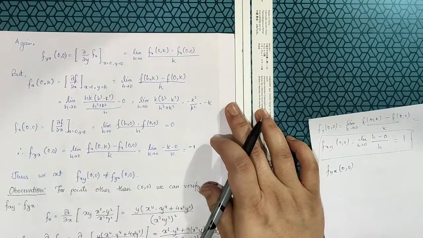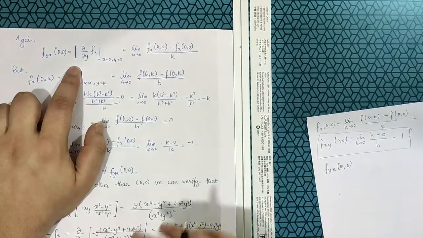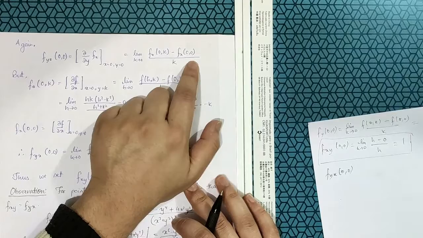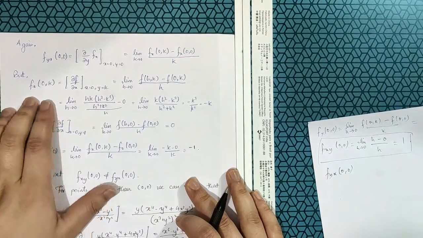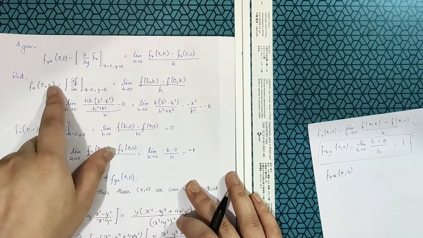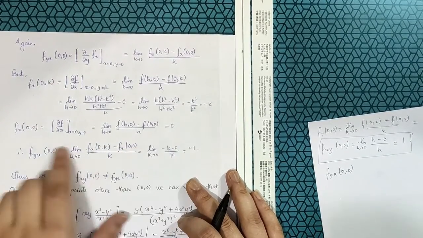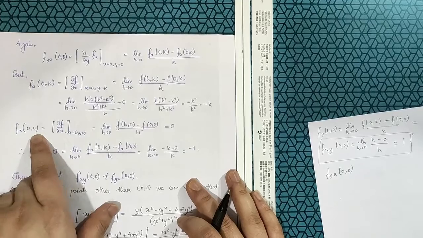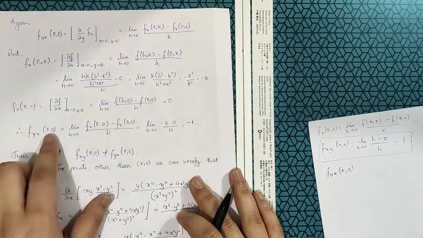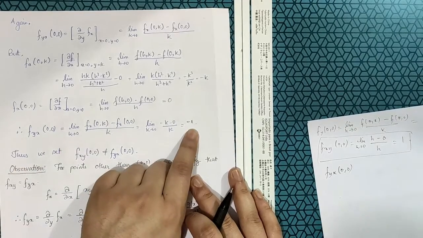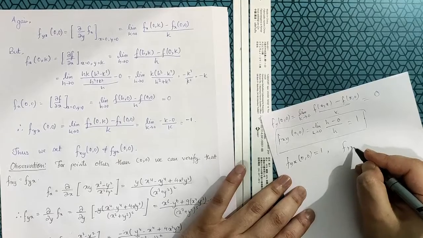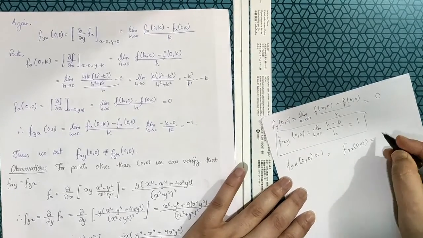So now f_yx at the point (0,0): we need to find f_x at the point (0,k) and f_x at the point (0,0), and simplifying in a similar manner we'll get f_x at the point (0,k) is minus k and f_x at the point (0,0) is 0. So what we get is f_yx at the point (0,0) is minus 1.